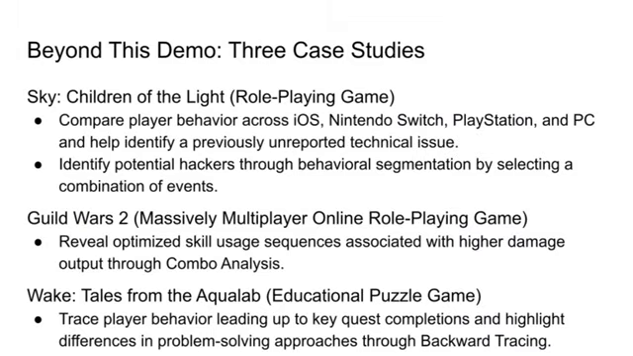We have 3 case studies to show the analytical value of the system. In Sky Children of the Light, a role-playing game, we compare player behavior across iOS, Nintendo Switch, PlayStation, and PC, and help identify a previously unreported technical issue. Moreover, we use behavioral segmentation to identify potential hackers by selecting a combination of events. In a massively multiplayer online role-playing game, Guild Wars 2, we reveal optimized skill usage sequences associated with higher damage output through combo analysis.